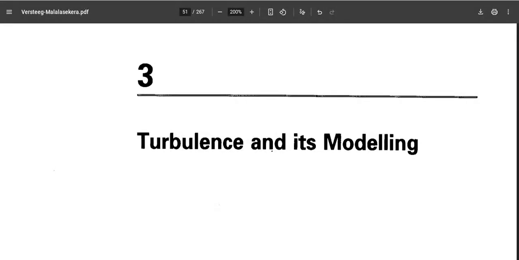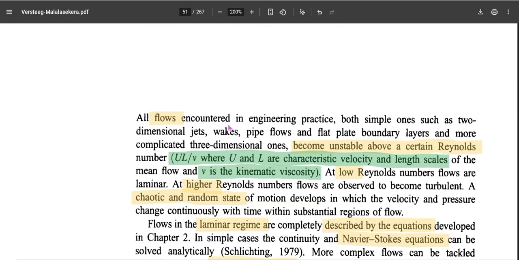Hi all. In the next 5 to 6 videos, we are going to see about turbulence, what is turbulence, and how to model the turbulence phenomena in a fluid flow. So to understand turbulence, we have to understand phenomena called bifurcations in a dynamical system. Since in fluid dynamics, all flows are termed as dynamical systems modeled by Navier-Stokes equations.